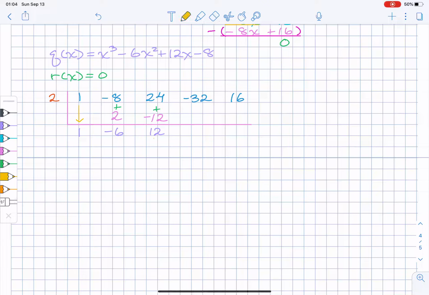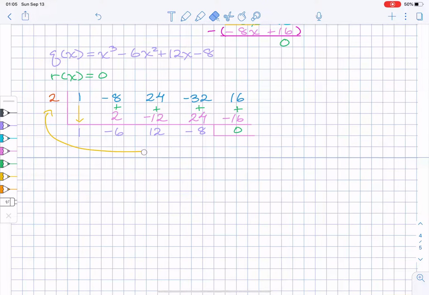Okay, start again. 12 times 2 is going to be 24. We're going to add these two together. So 24 minus 32 is going to be negative 8. Then we start again. Negative 8 times 2 is going to be negative 16. We add this last column, and what I get in my last column should be my remainder. And we get 0. Thank goodness.